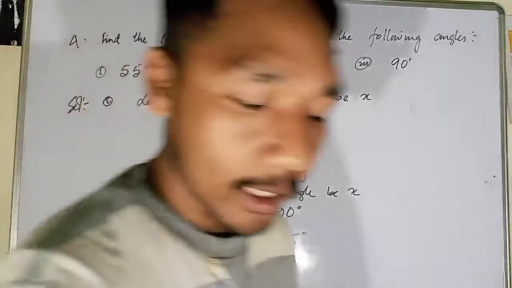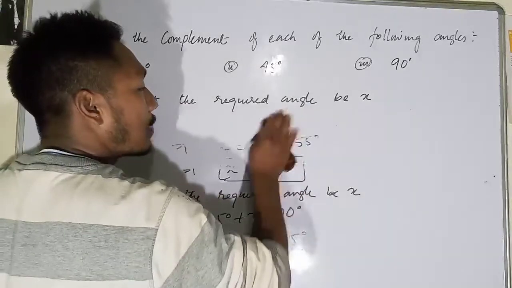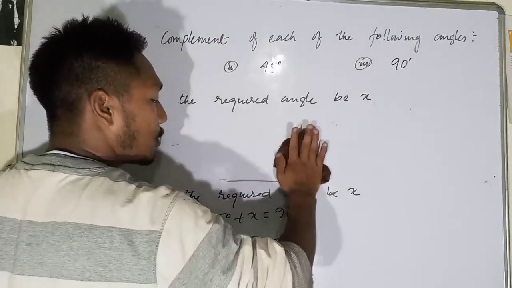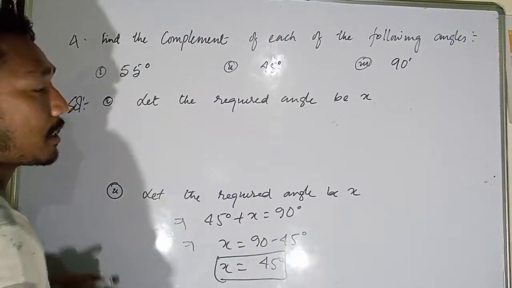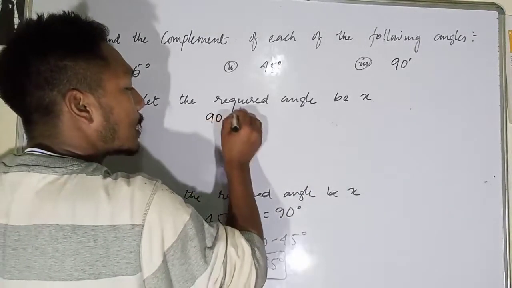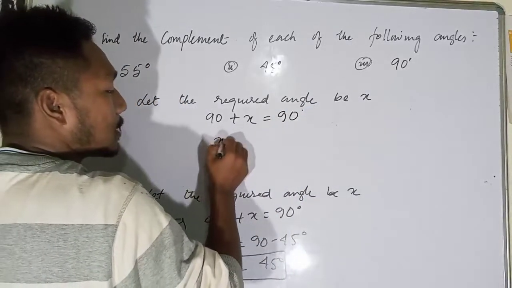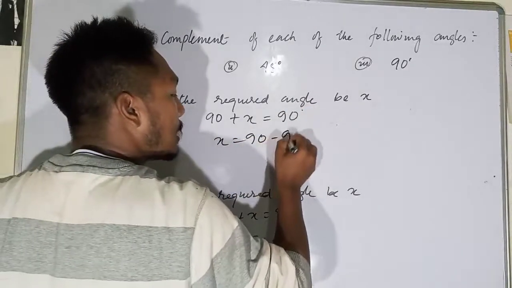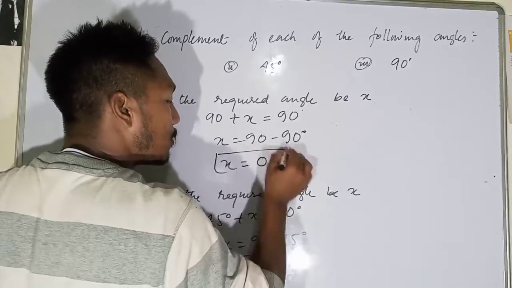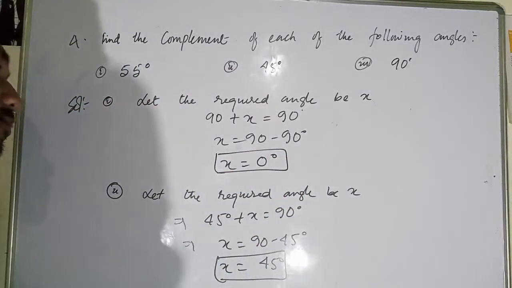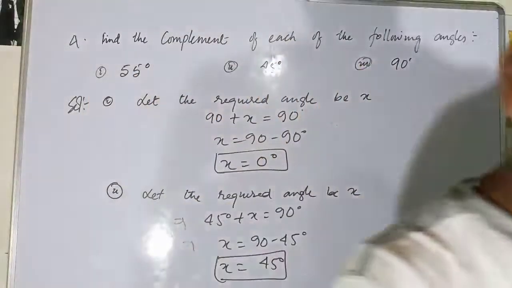Next, the last question, that is number 6 from the textbook. Let the required angle be x again. We know that 90 plus x will be equal to 90. So x is equal to 90 minus 90. So x will be equal to 0 degrees. So this is another pair of angles, 0 degrees. In this way, try to solve the remaining questions.